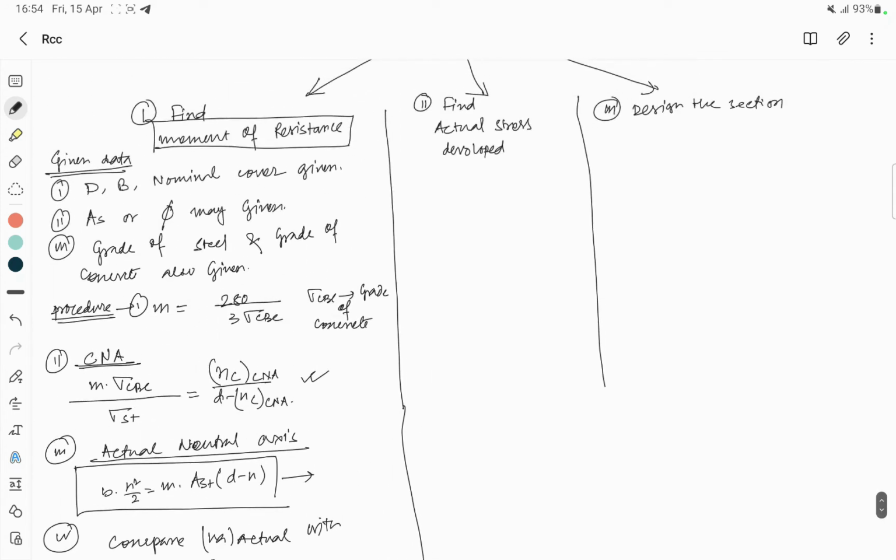You have to find the moment of resistance when D and B are given, area of steel is given, grade of steel and grade of concrete also given.